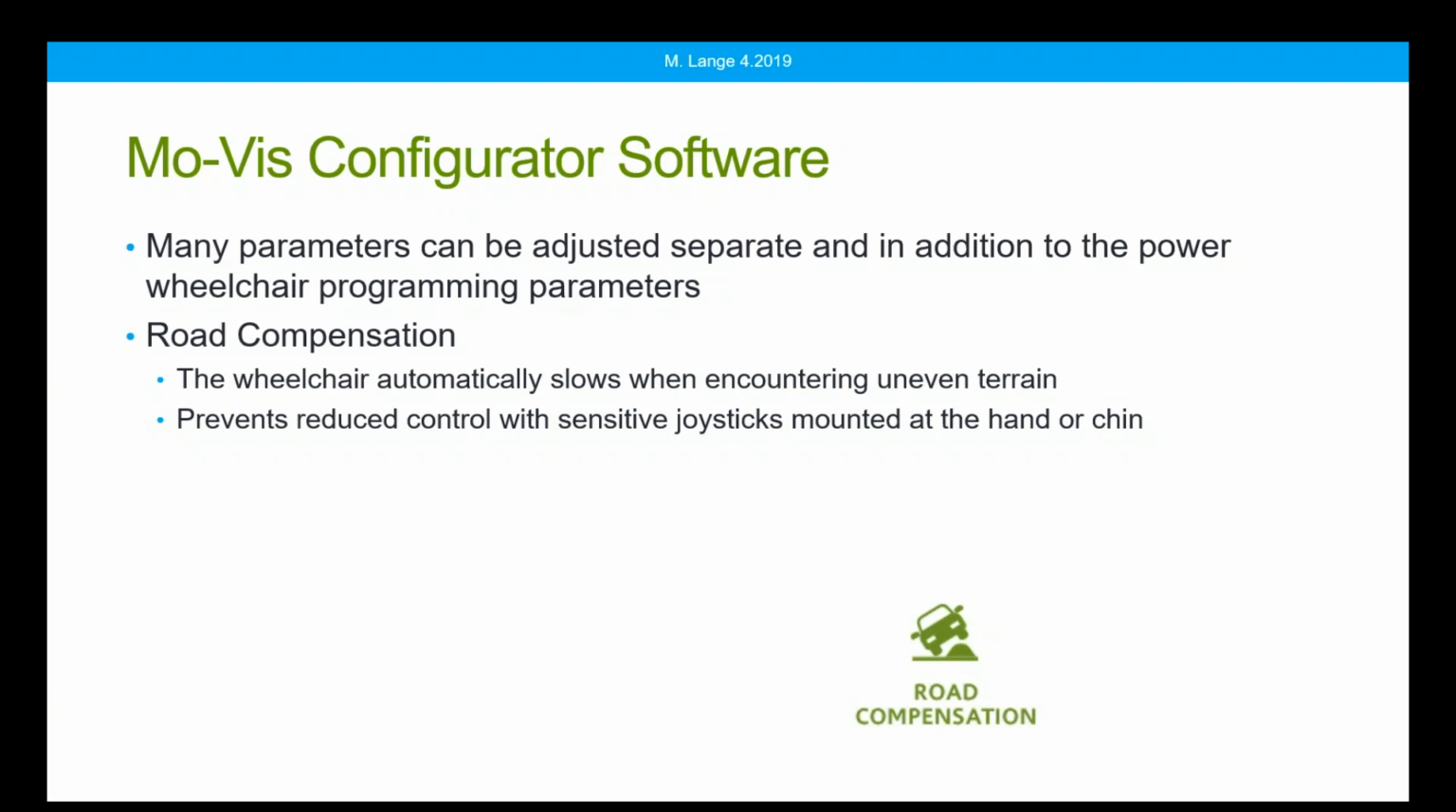The wheelchair is going to automatically slow when encountering any uneven terrain. So let's say you're driving along outdoors on a sidewalk, and all of a sudden that sidewalk gets pretty rough. If you're using a mini joystick, which is extremely sensitive by the finger and especially by the chin, as your body starts bouncing around in that chair, the chair can be more and more difficult to drive. So the chair will automatically slow down until the driving surface smooths out. So it prevents that reduced control with those really sensitive joysticks under those circumstances.